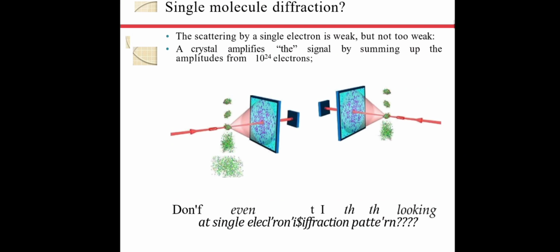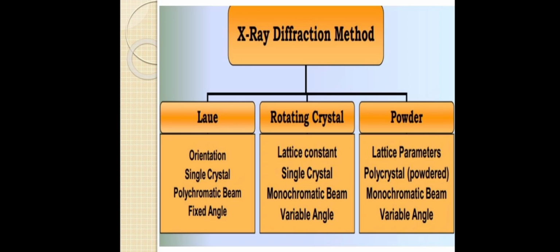Single molecule diffraction: the scattering of a single electron is weak, but not too weak. A crystal amplifies the signal by summing up the amplitudes from 10 to the power of 24 electrons. Looking at a single electron is significant for the electron diffraction plate. X-ray diffraction methods.